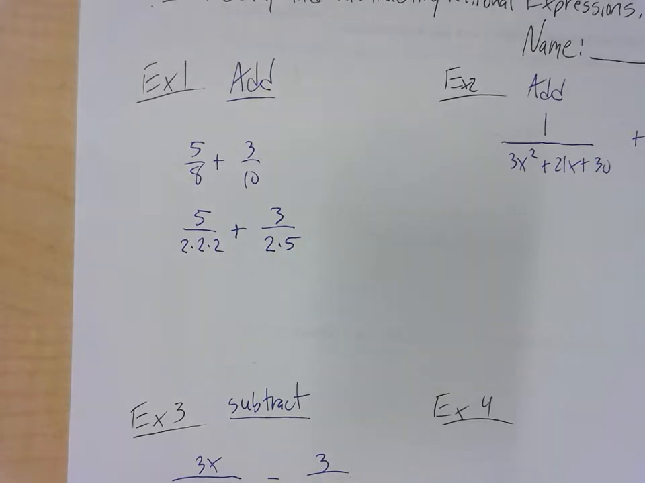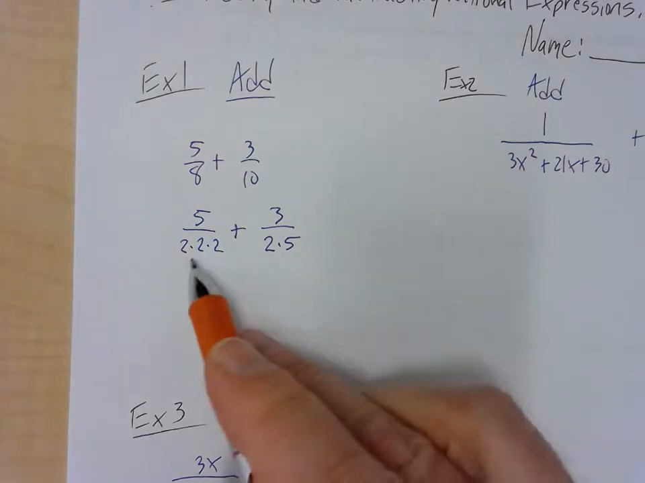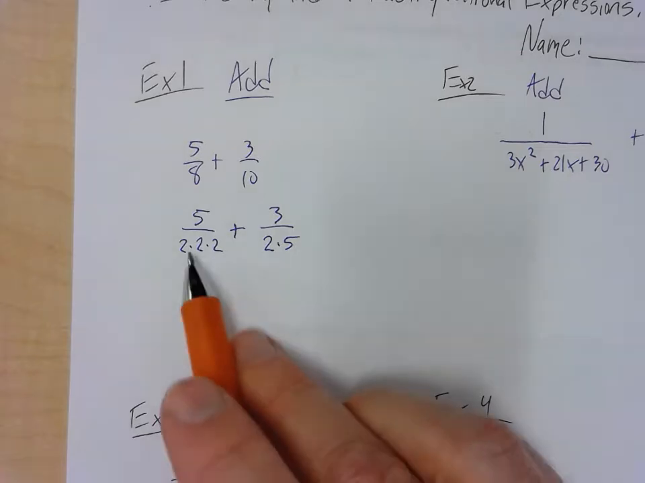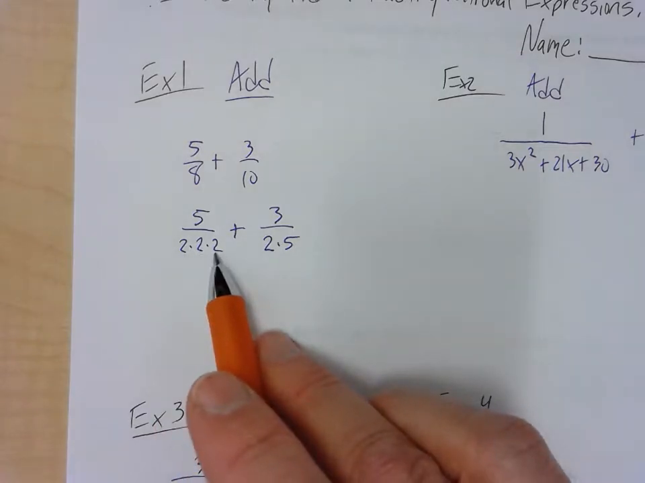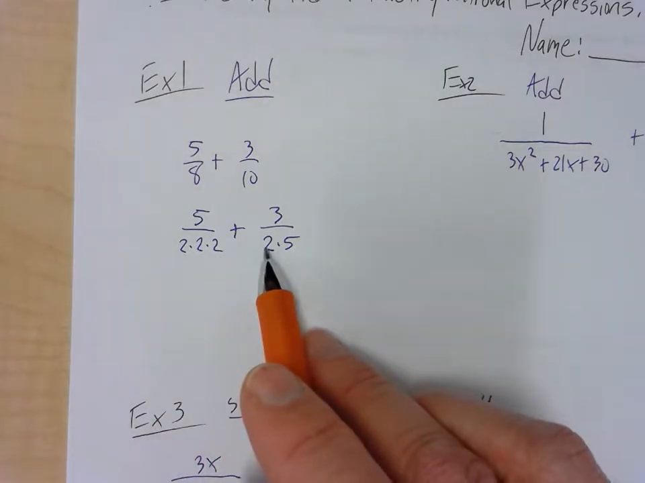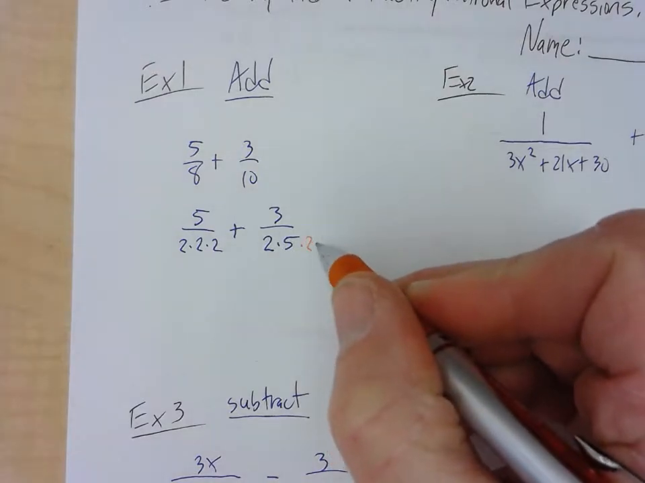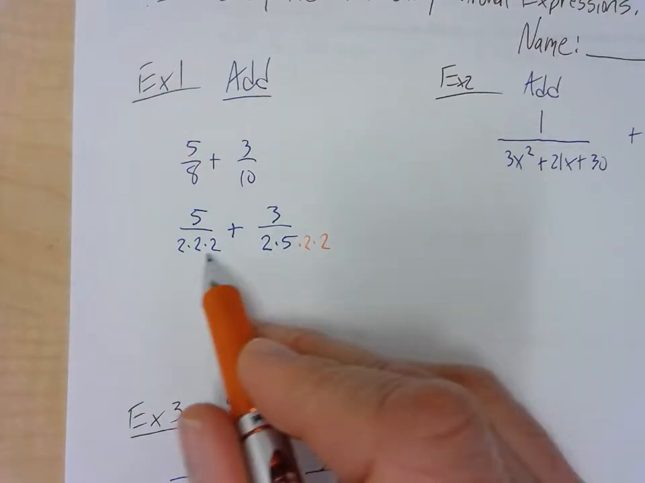And then we look at this and we say, hey, these need to be exactly the same. Well, this has 1, 2, 3 2's. This only has 1, 2. So this one needs a couple extra 2's. So now I have 1, 2, 3, and then 1, 2, 3.